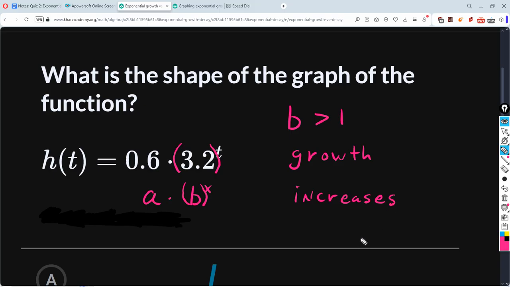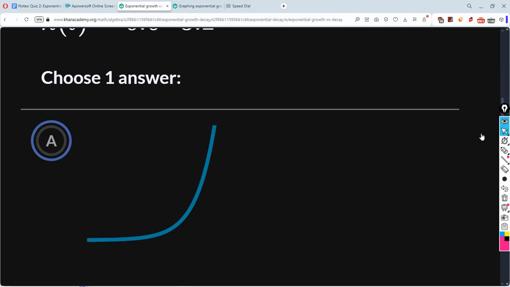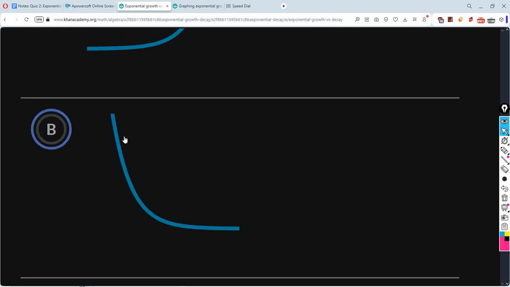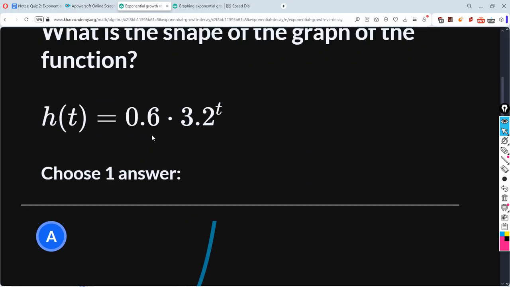All right, so let's just scroll down to the answers and see which function is an increasing function. Well, we can clearly see that function A is increasing or going up, and function B is decreasing or going down. Okay, this one here is a decay, but this one here is a growth. So it's going to be answer A. All right, and I'll also prove this to you on the calculator.